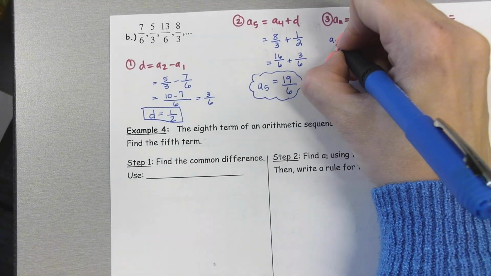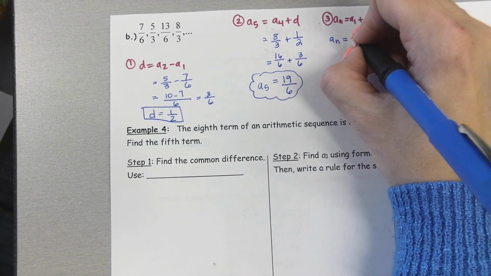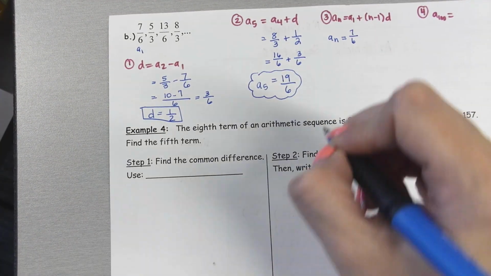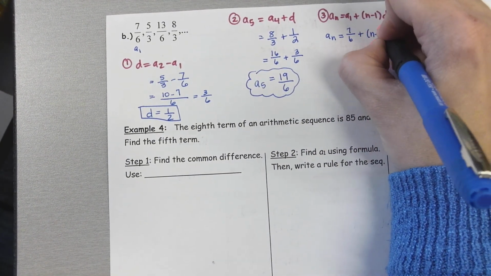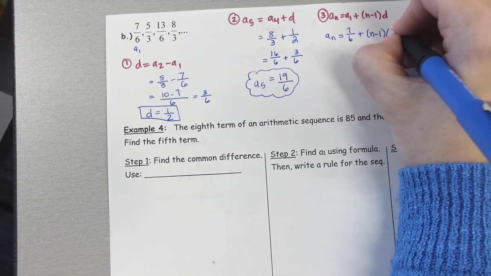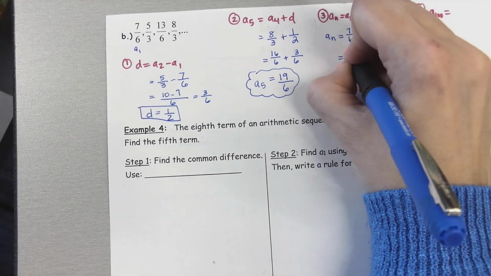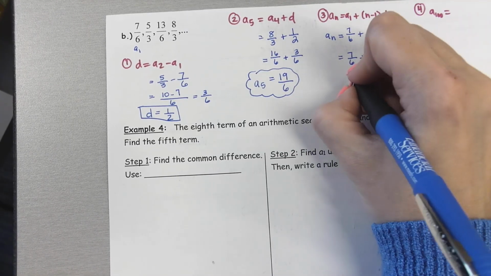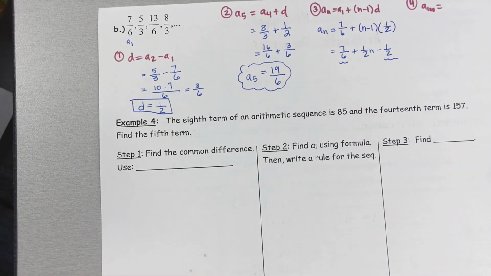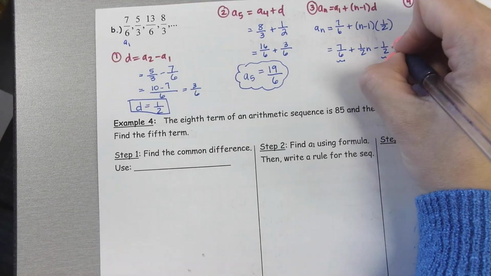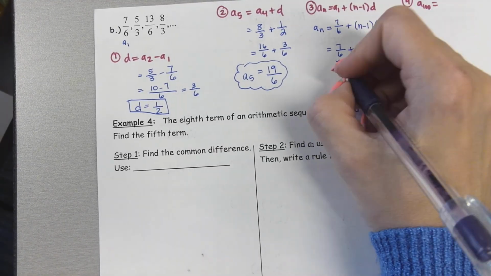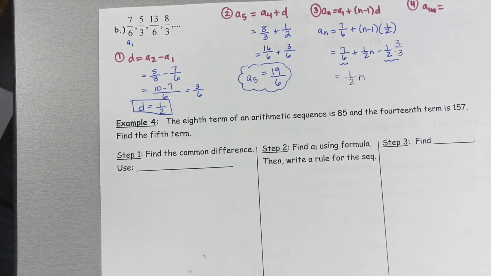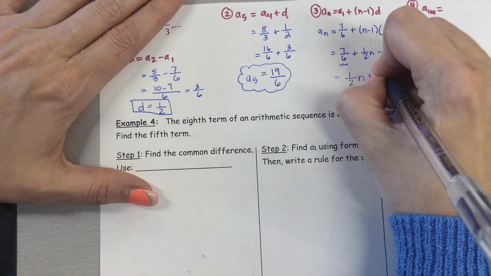Now when you go to a sub n, you're going to plug in that a sub 1 is 7/6 from your given sequence. Okay, and then n minus 1 times the value of d, which is 1/2. So 7/6 plus 1/2 times n minus 1/2. And for this one, I like to, okay, so I have 1/2 n, and then 4/6 is going to reduce to 2/3.